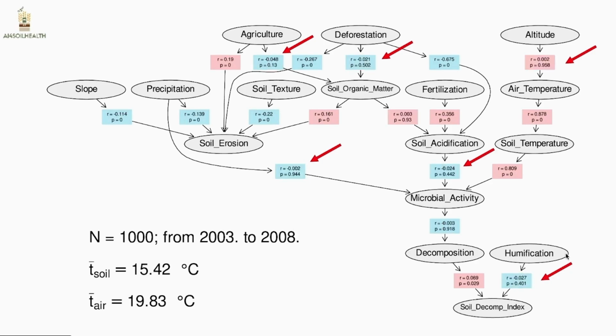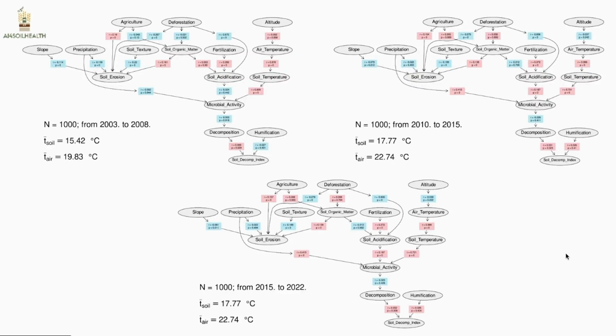And what is the difference between these periods? The difference is the average temperature. I must say that all samples were taken in May. And we see that this increase of temperature changes some relations. So we can see that higher temperature gives more importance to, for instance, deforestation and some other variables. That we can see on this slide too.